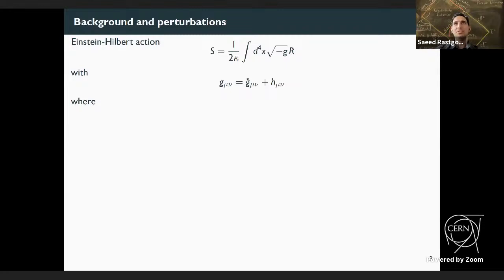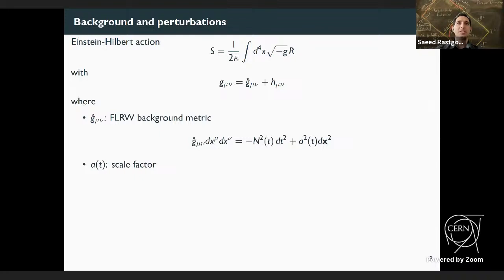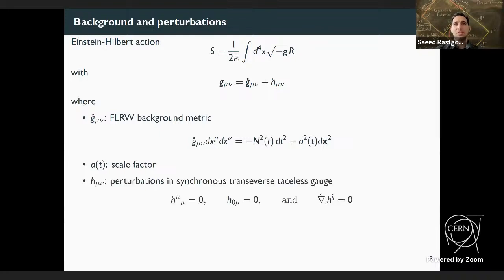So the classical setting, let me start. I start by giving you the theoretical background, and then I go to the results. The starting point is the Einstein-Hilbert action. You have some background metric, g naught, which we take to be the FLRW cosmological background, and the perturbations, of course, are gravitational waves. Here a is the scale factor. You know all of these things. We choose a certain gauge, which is usually taken for gravitational waves, called the synchronous transverse traceless gauge. The trace of h is equal to 0, the 0 mu component equals 0, and the divergence of the spatial part with respect to the background metric is also 0.